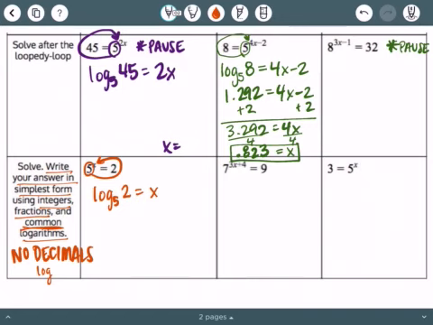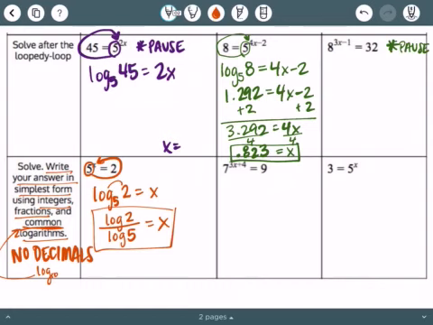For this one, my common log is only allowed to be my regular log. So I'm going to remember from yesterday that this is the log of 2 over the log of 5. And that has my log with base 10 in it. That's what the common log is right there. And so I have base 10 and base 10, and it's a fraction. So this is allowed to be my answer.